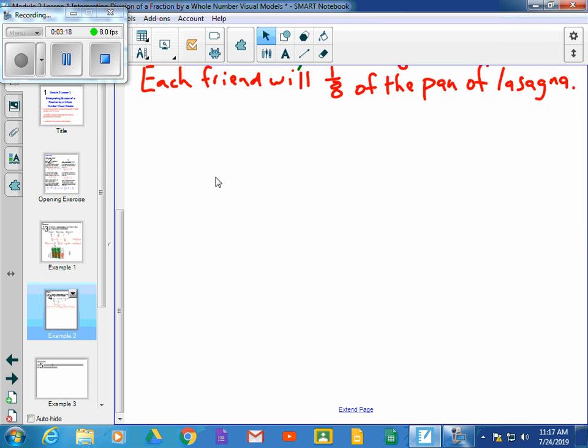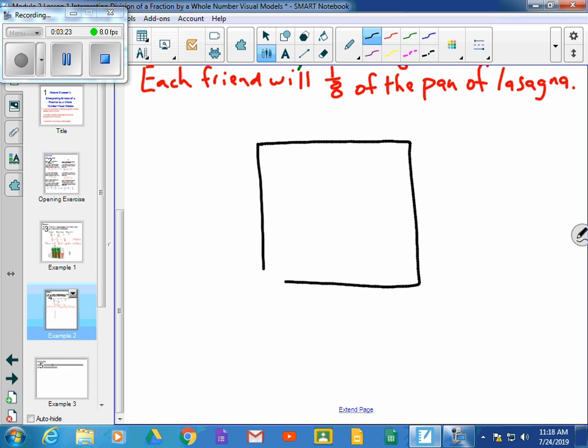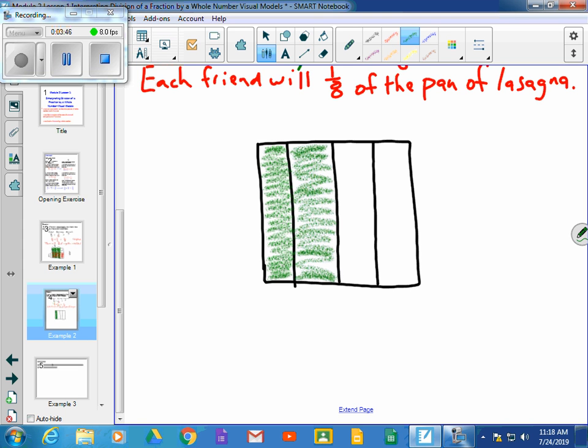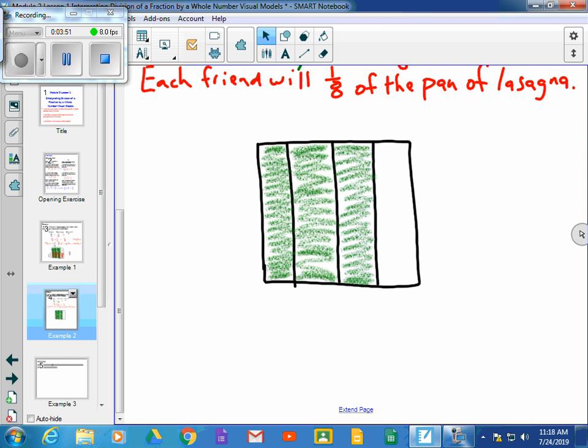Let's verify it now using an area model. So I'm going to draw my square, and I'm always going to start by drawing my total. My total, once again, was 3/4. So I'm going to split this into 4 pieces, and I'm going to color in 3 of those 4 to represent 3/4. 1/4, 2/4, 3/4. Matter of fact, I'm going to put a bracket above it and call it 3/4.